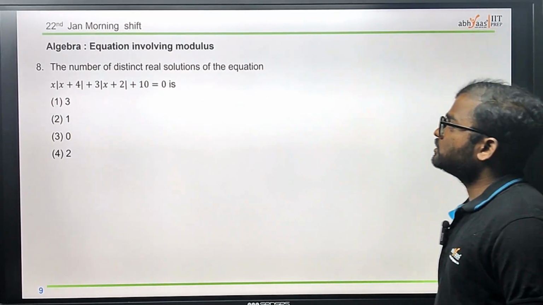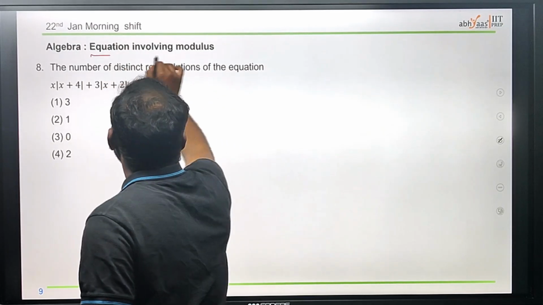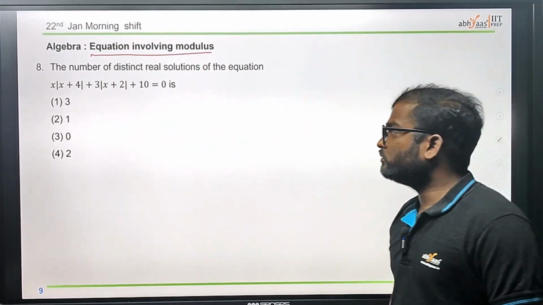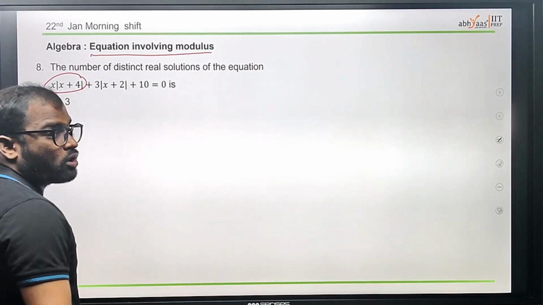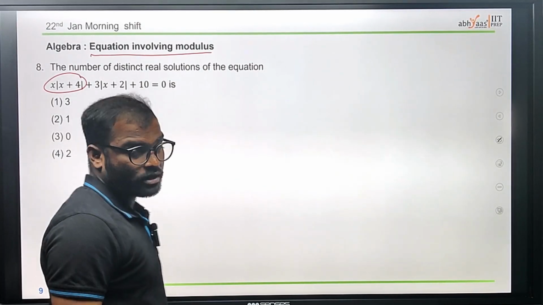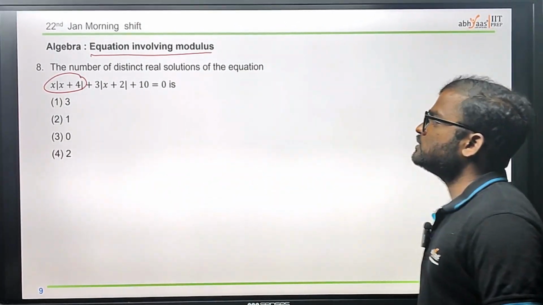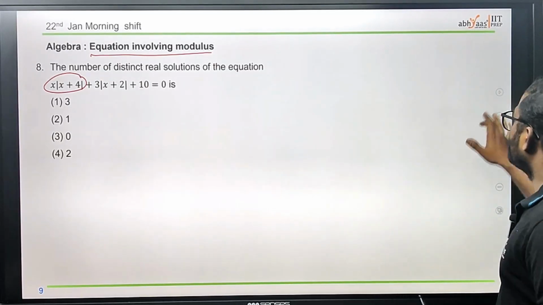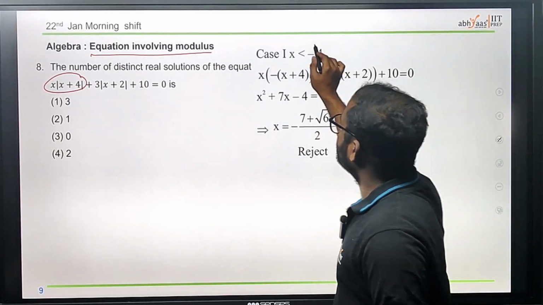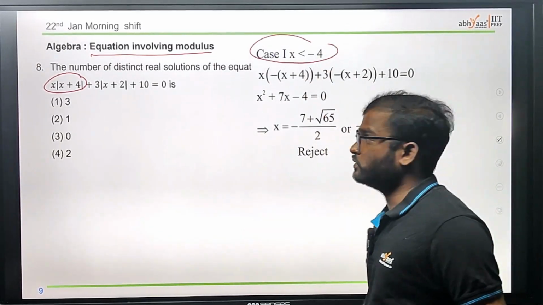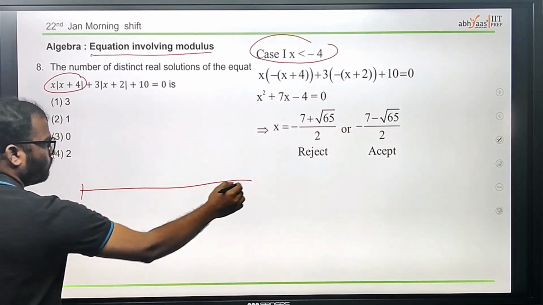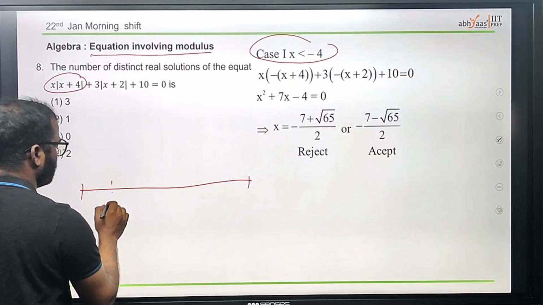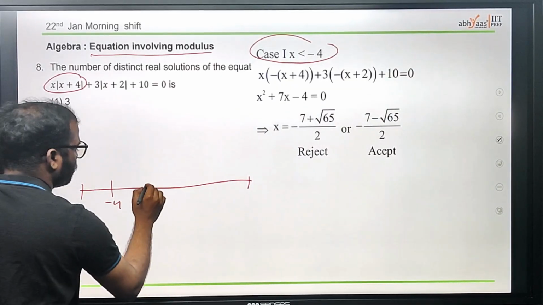Now coming to the next question, we have an algebra equation involving modulus. If we see here, we have x plus 4 modulus and x plus 2 modulus. If we observe that, we will get different types of situations here. I will show here. For case 1, we have x less than minus 4. If we have a number line like this, we will have minus 4 and here minus 2.